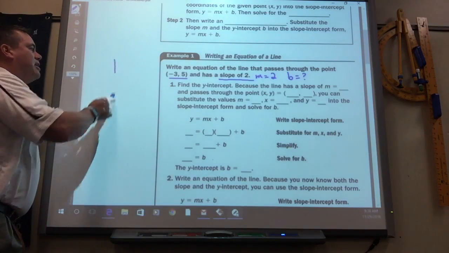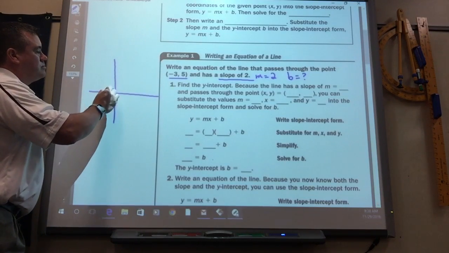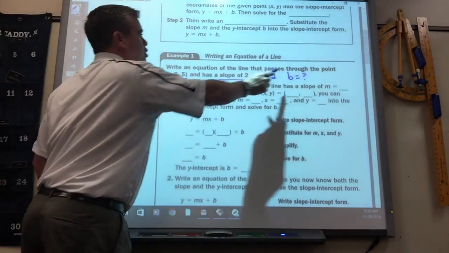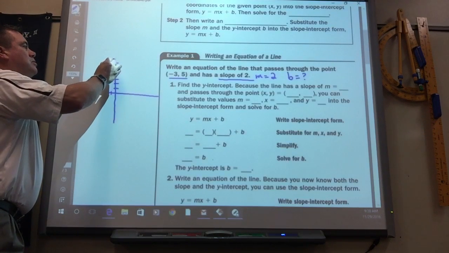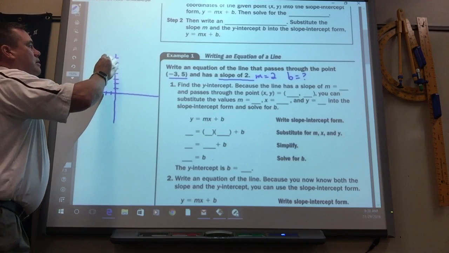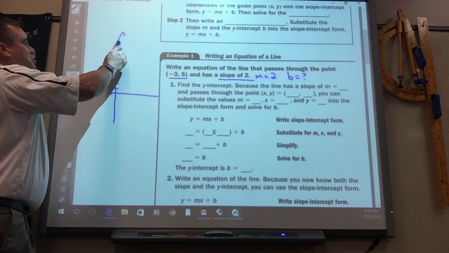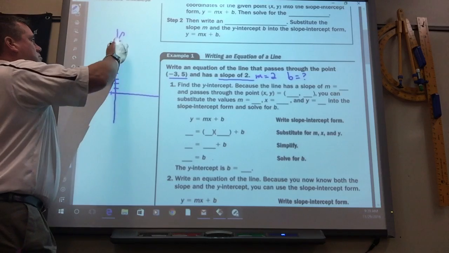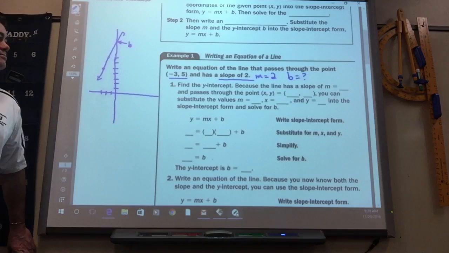So you could actually figure this out if you had graph paper. Negative 3, 5 is right there. We know the line goes through that point, and it's got a slope of 2. So it goes up 2 and over 1. So we could keep going up 2 over 1, up 2 over 1 until we figure out where it crosses, and that would be the b. But you don't want to have to make a graph every time to figure that out.